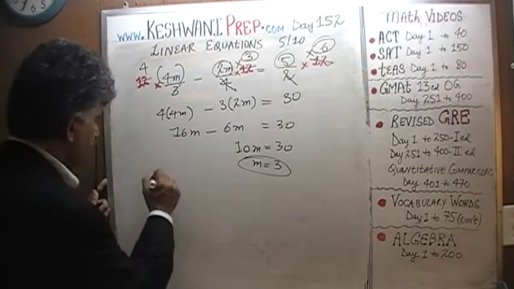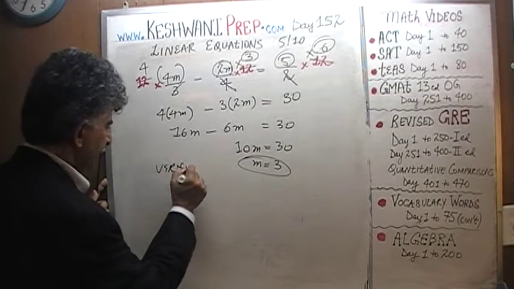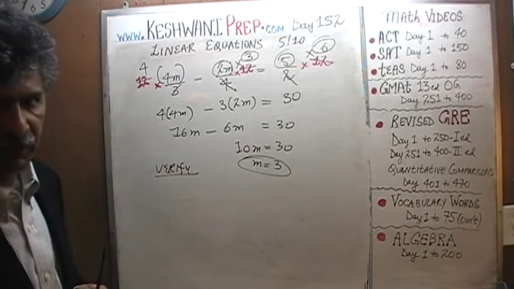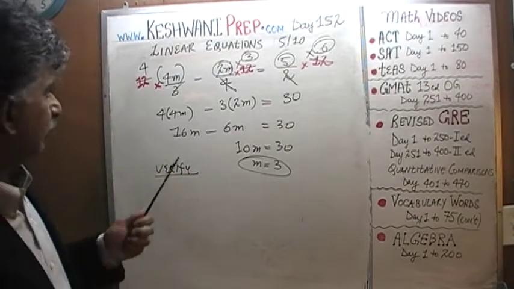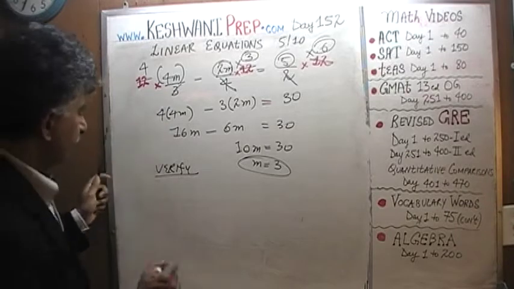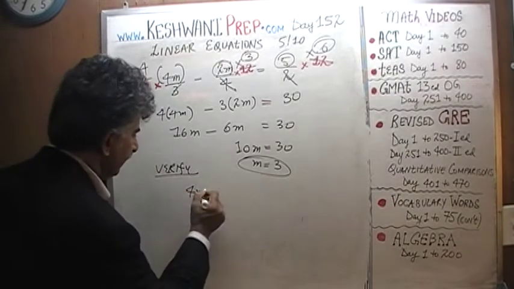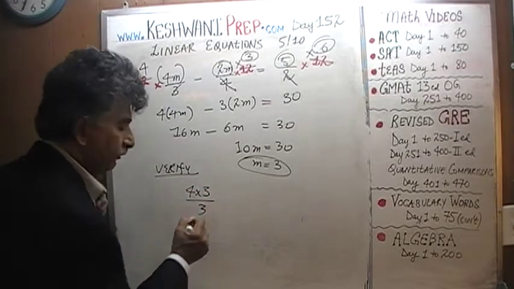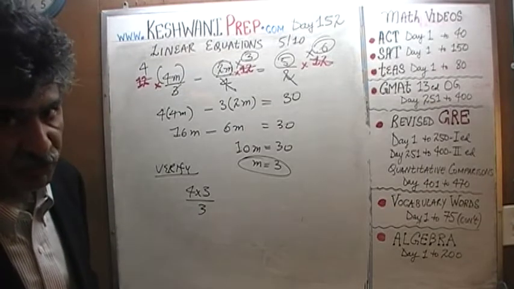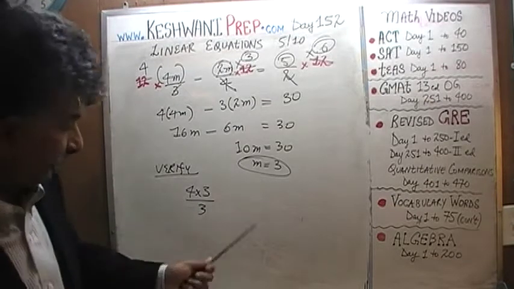Now what do we do at the end? We verify our answer. It only takes a few seconds to verify it. Always make a habit of doing so. So we're given 4 times m, which we claim to be 3. We'll find out if it works or not.